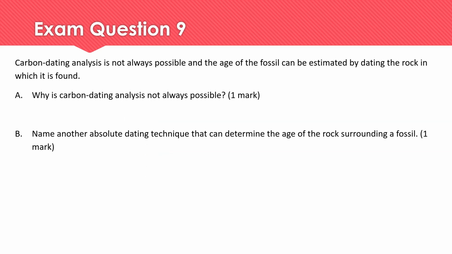Alright, this brings us to exam question 9. It says carbon dating analysis is not always possible and the age of the fossil can be estimated by dating the rock in which it is found. A. Why is carbon dating analysis not always possible? And B. Name another absolute dating technique that can determine the age of the rock surrounding a fossil. So pause the video, write down your answer, and then check it against the video linked in the description box below.